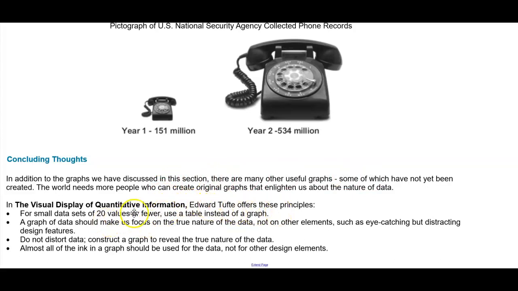For small data sets of 20 values or fewer, use a table instead of a graph. A graph of data should make us focus on the true nature of the data, not on other elements, such as eye-catching but distracting design features. Do not distort the data. Construct a graph to reveal the true nature of the data, and then almost all the ink in the graph should be used for the data, not for the other design elements.